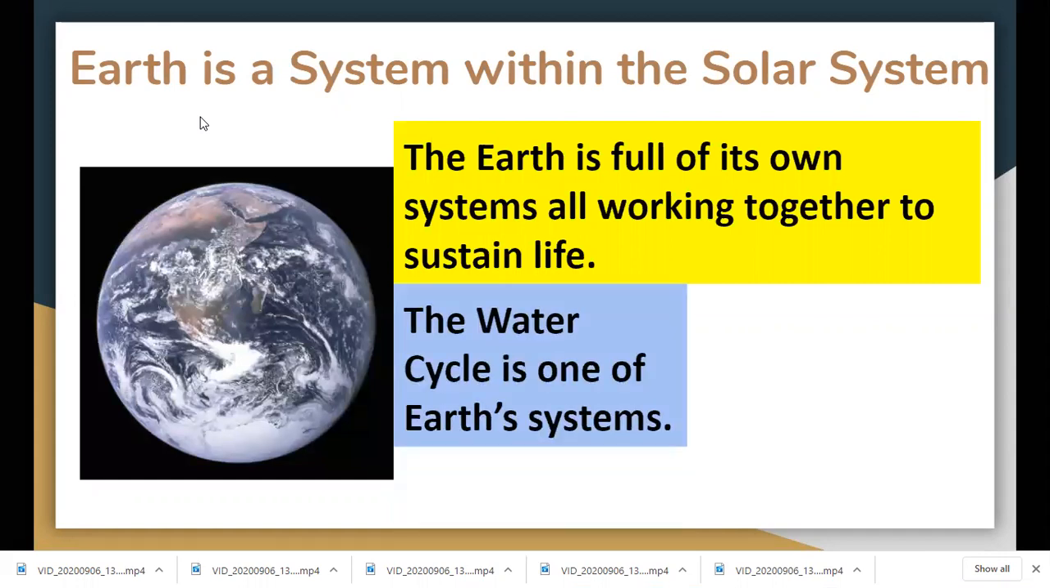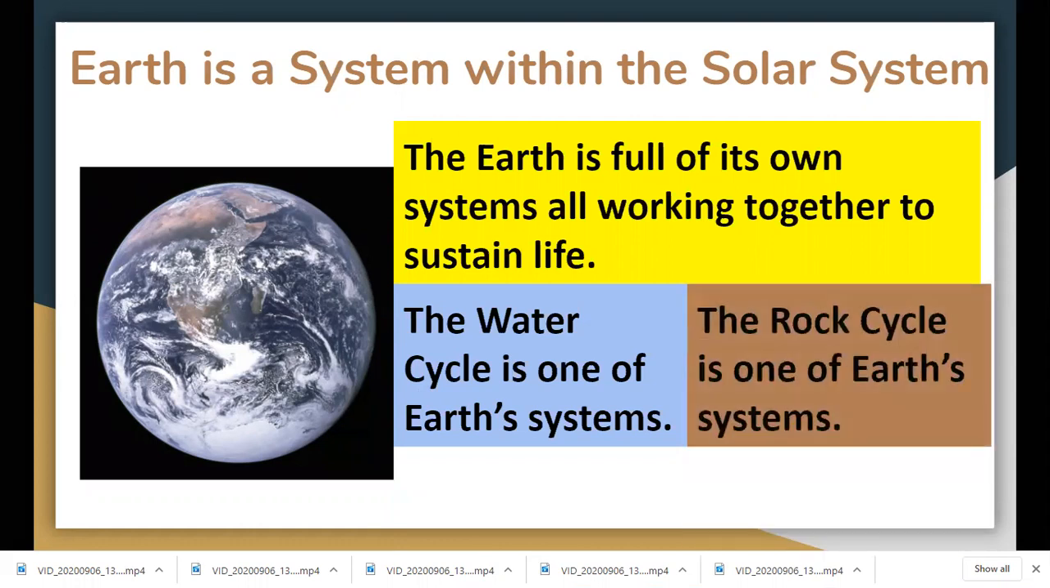So the water cycle is one of Earth's systems that God designed perfectly for our ability to live and thrive on the Earth. And then there is the rock cycle. It's also one of Earth's systems. We're going to be talking more about the water cycle and the rock cycle in future lessons.